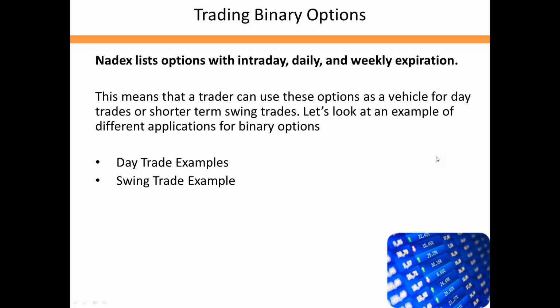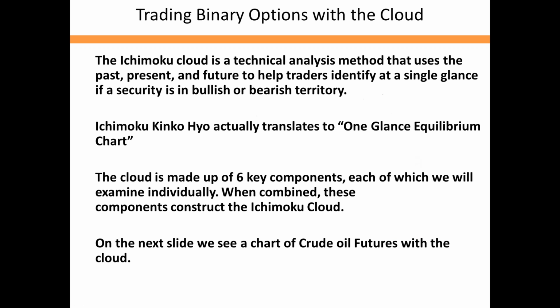As a trader, this means I can use them as a vehicle for day trading or for very short-term swing trades, meaning over the course of 1 week. We're going to look at 2 examples. We're going to talk about some live setups as well here, day trade examples and swing trade examples using binary options and using the Ichimoku Cloud. And before we do that, I want to talk about the cloud itself.